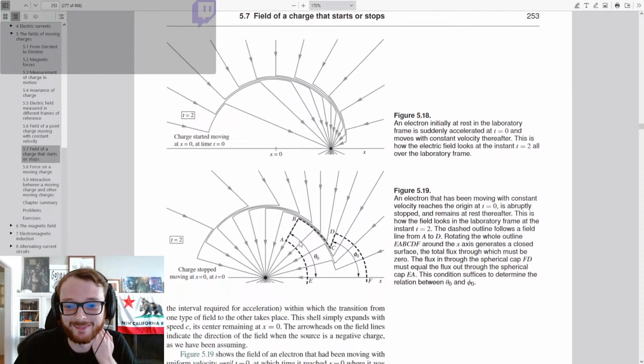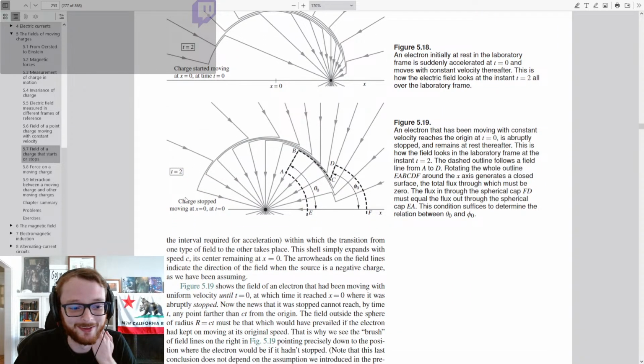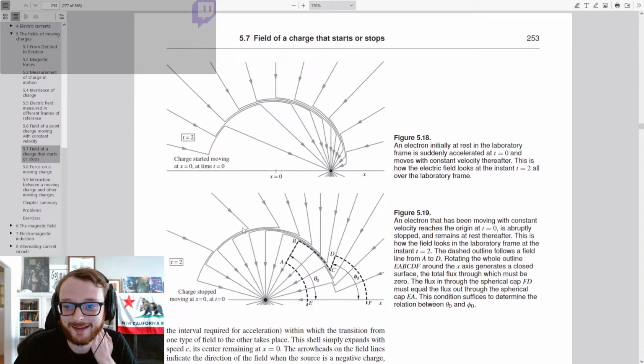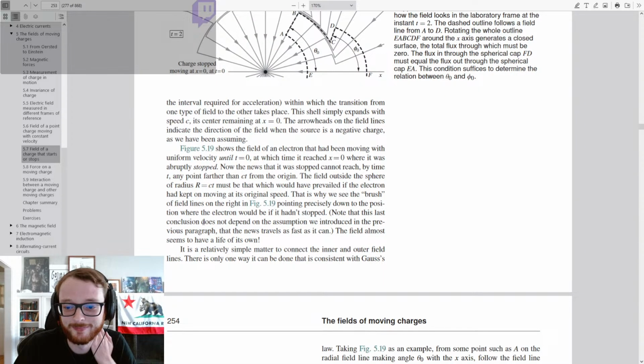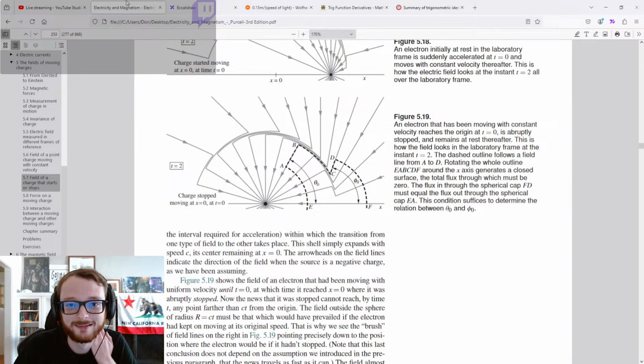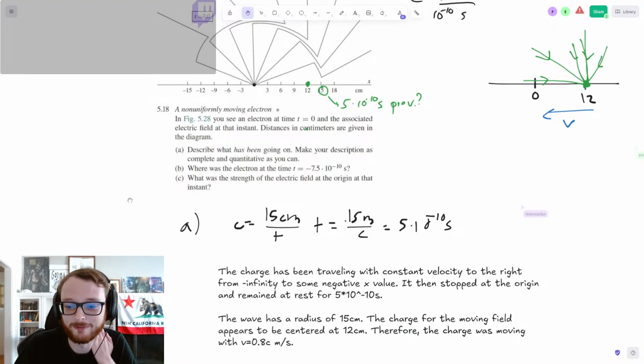But yeah, this section of the book is what I thought was the most mind-blowing thing that I've read in the book so far. How these electromagnetic waves are generated. So charges starting and stopping.